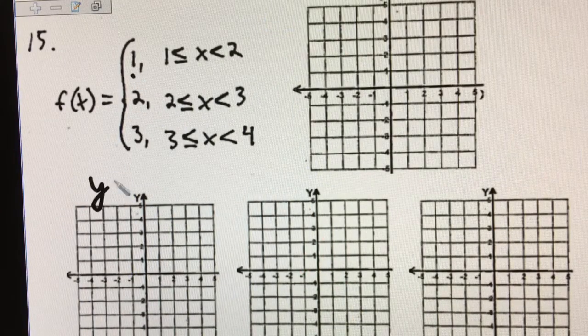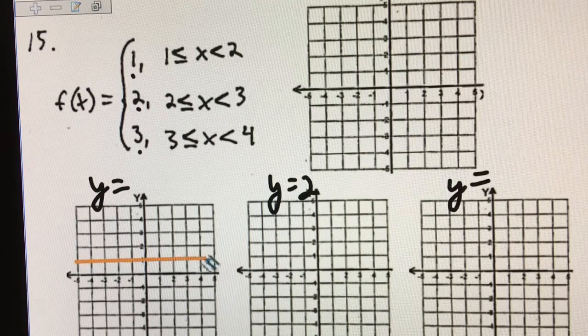I'm going to graph y equals 1. I'm going to graph y equals 2. I'm going to graph y equals 3. All horizontal lines, y equals 1, y equals 2, y equals 3.